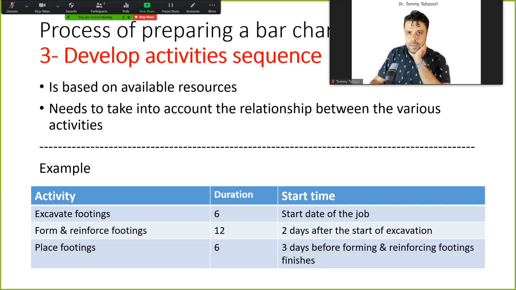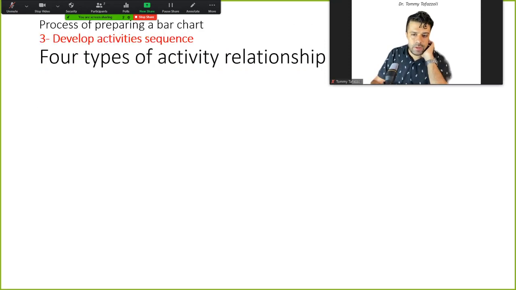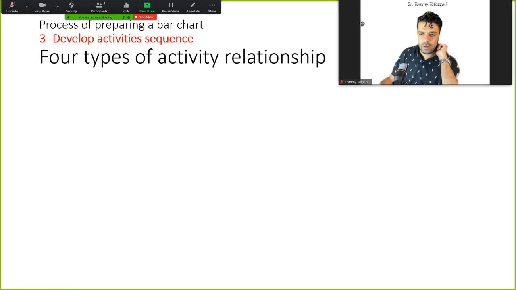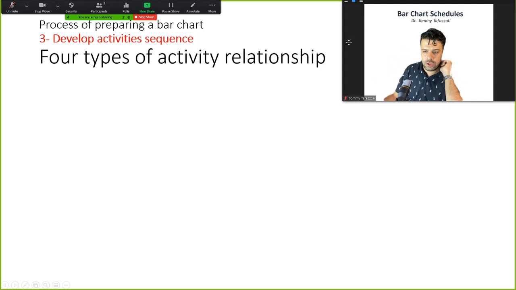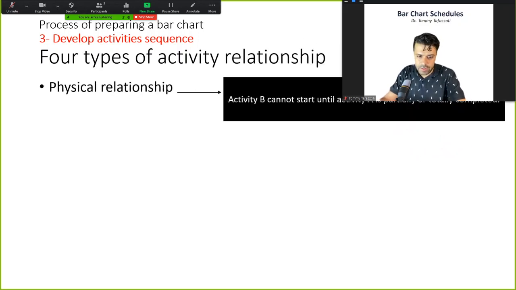Yeah, like I said, the sequencing is all about considering the relationships between different activities, how they could be connected. Now, let's dig down into relationships. How are activities related to one another? There are four types of relationships between different activities.